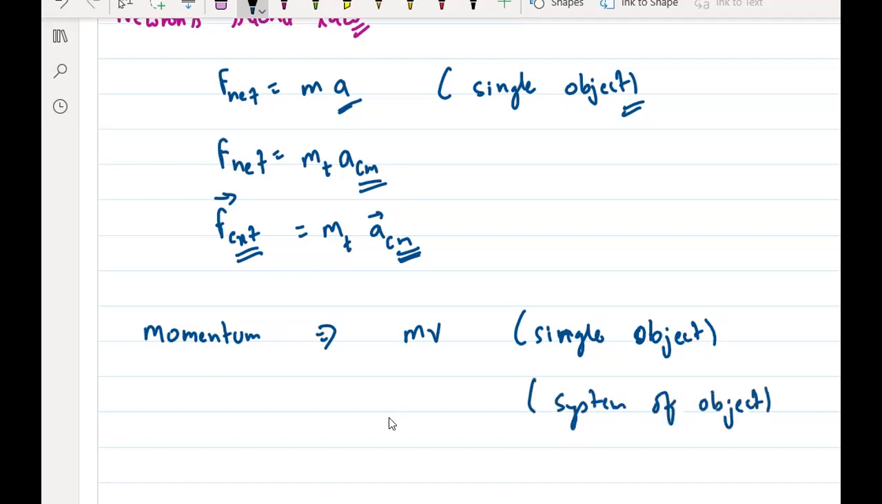What would be the changes? Tell me, what would be the changes? Everyone, what do you think? What would be the changes? Momentum would be what? M total into velocity of center of mass. Yes or no? Raise your hand. Yes or no? Exactly, Sampada. Correct. Very good.